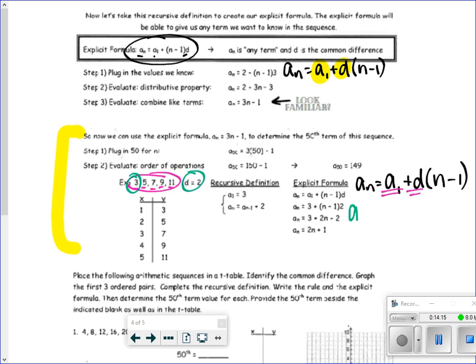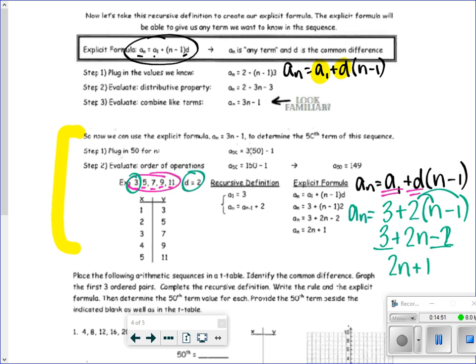To write your equation, it would then be 3 plus our common difference, which is 2, times n minus 1. That is the full expanded version of our explicit formula. Now, when it comes to explicit formula, we can simplify that right side a little bit. This is actually an equation that we would use. So simplifying that, we could distribute 2 out to n minus 2, and then we can combine our like terms. So this would be 2n plus 1.